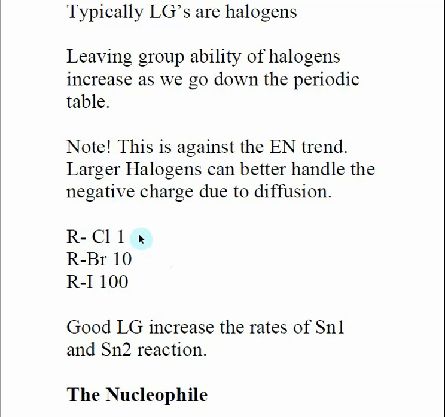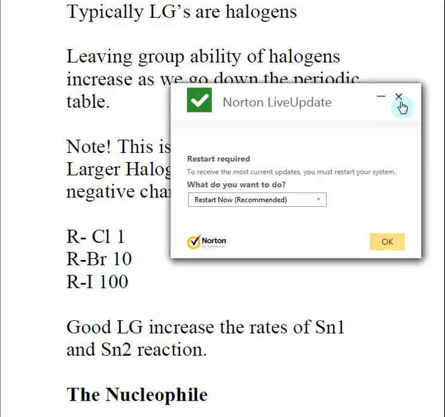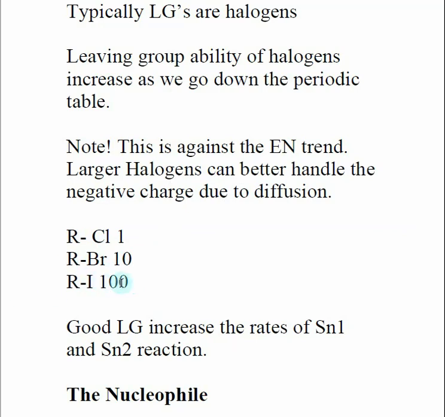And as we go down, we can see that bromine is 10 times faster, or 10 times more able to be a leaving group than chlorine, and iodine's 100 times faster. So in between these, iodine makes the best leaving group. So reactions that involve iodine as the leaving group are actually 100 times faster than reactions that use chlorine as a leaving group. So leaving groups have an important effect, and the trend is as we go down the column, so fluorine would be up here, it's fluorine, chlorine, bromine, and iodine.